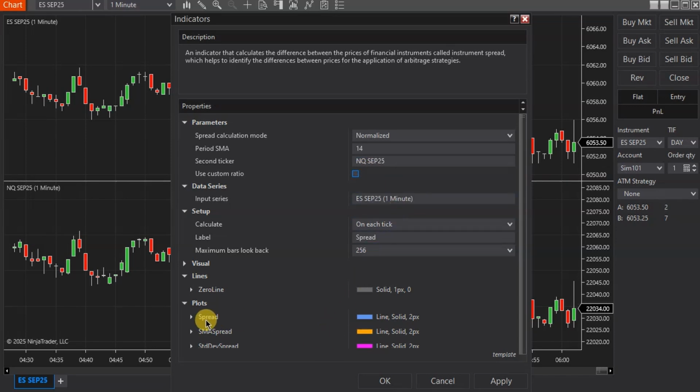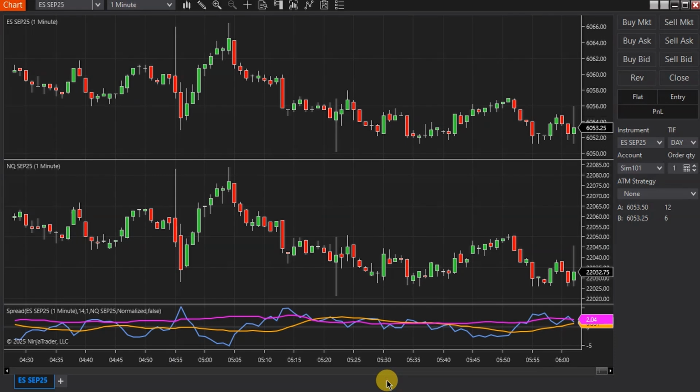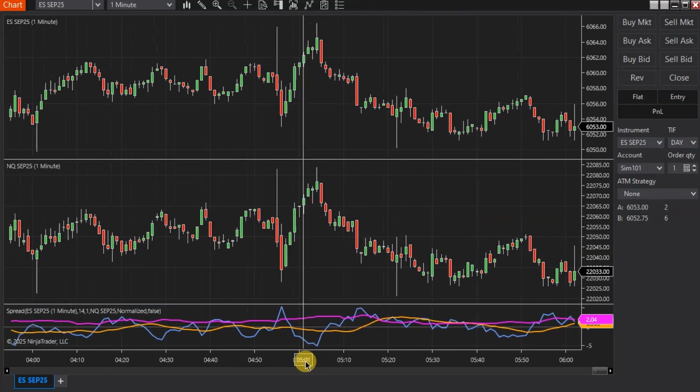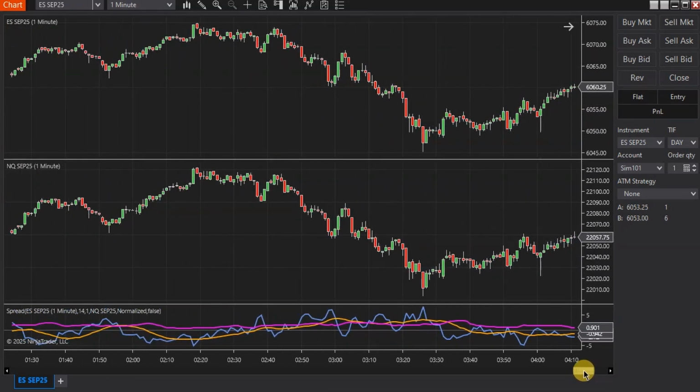The indicator provides three data series: spread, the actual price difference; SMA spread, the smooth spread line; StdDevSpread, standard deviation reflecting volatility. On the chart, you can observe how the indicator responds to market changes when switching between instruments and modes. This visual feedback helps identify deviations and make informed trading decisions.